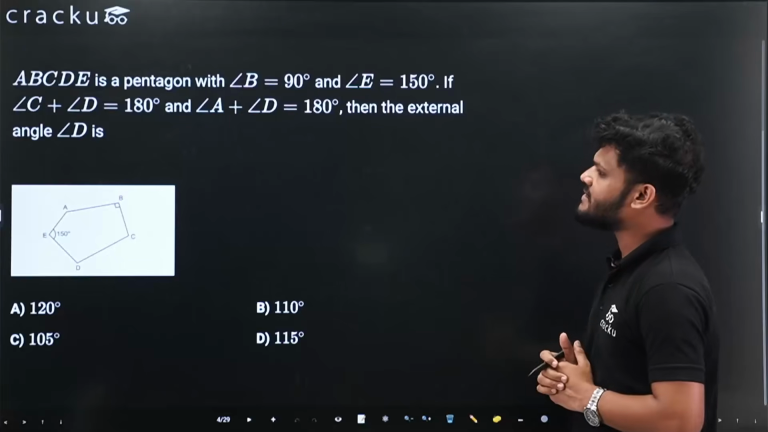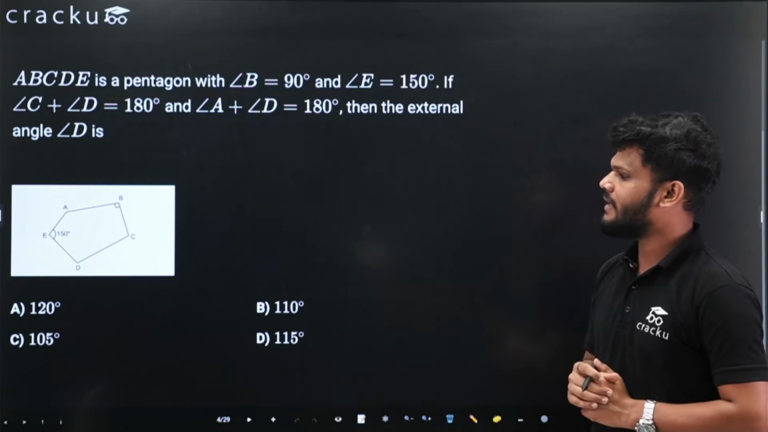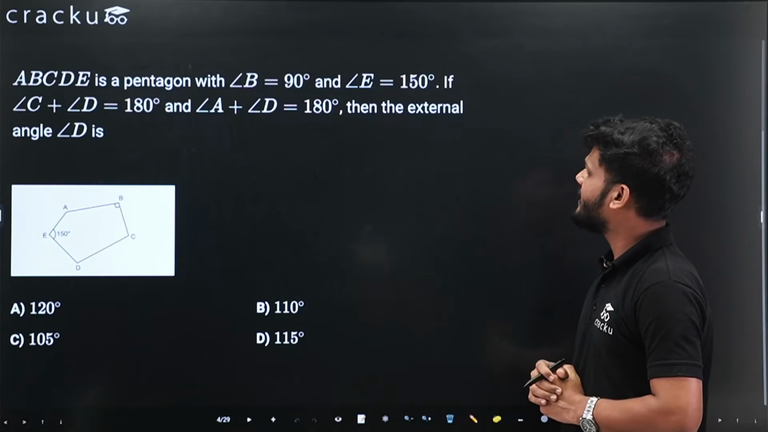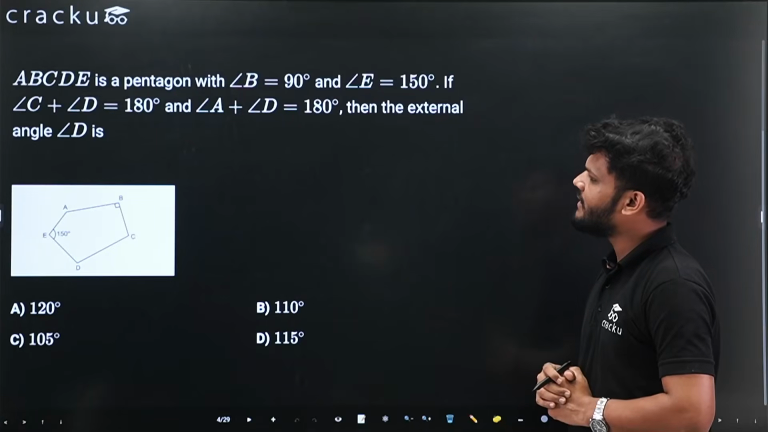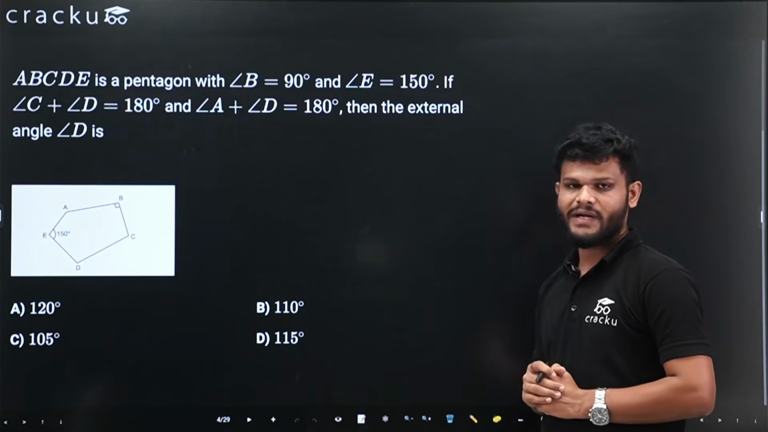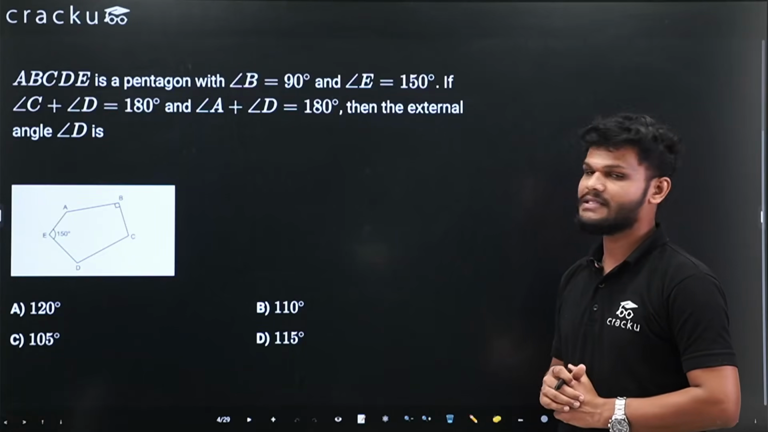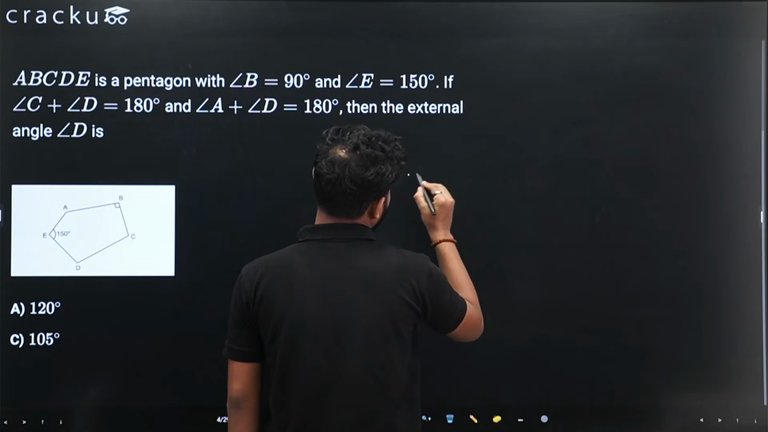In this question we are asked, ABCDE is a pentagon with angle B is equal to 90 degree and E is equal to 150 degree. If C plus D is 180 degree and A plus D is also 180 degree, okay, then external angle D is what? What is external angle D? So let us first draw the diagram.